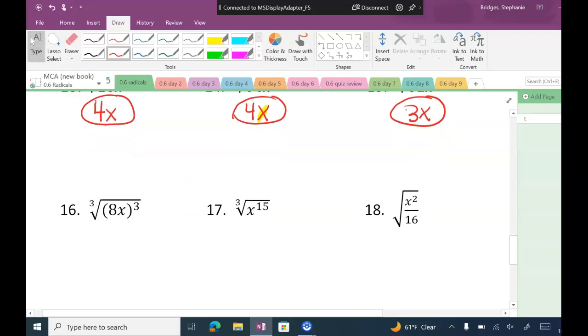So it could be worked out like this. I'll keep the cube root for now. I could give the cubed to the 8 and also to the x. And I can either cube 8 or I can do the same thing I do with the variables. Look at your index. How many times does 3 divide into 3? Once, right? So that would be 8 to the first. And then we do the same thing with the variables. 3 divides into 3 one time, so that would be x to the first. And 8 to the first and x to the first is just 8x.